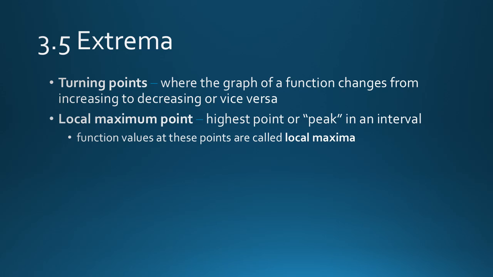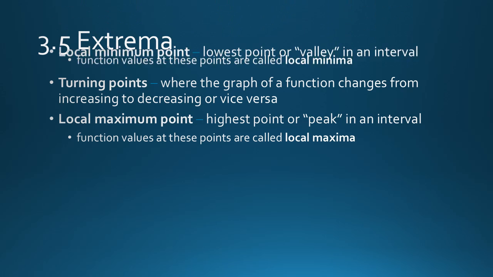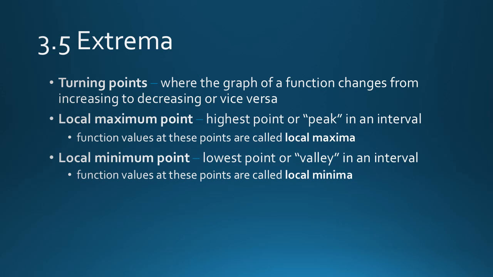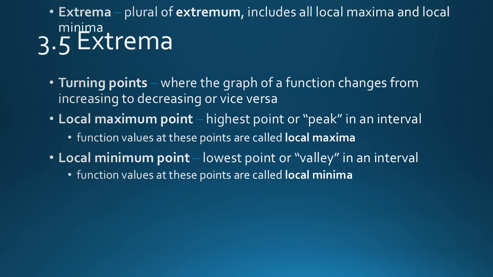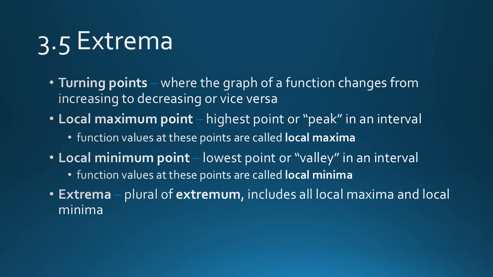A local maximum point is the highest point or the peak in an interval. In other words, it's the highest point in the surrounding areas. Function values at these points are called local maxima. A local minimum will be the lowest point or valley in an interval. Again, it'll be the lowest point in the surrounding area, but not necessarily the lowest point over the entire graph. And these points are called local minima. Extrema, the plural of extremum, includes all local maximums and all local minima.